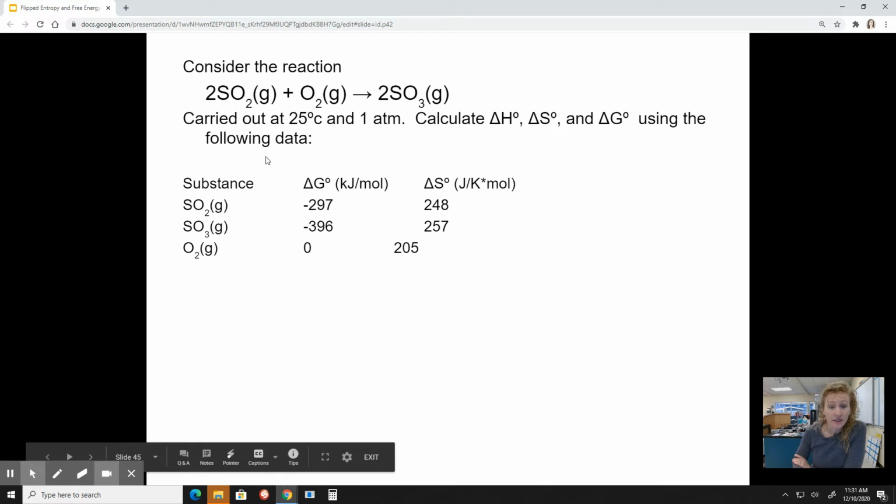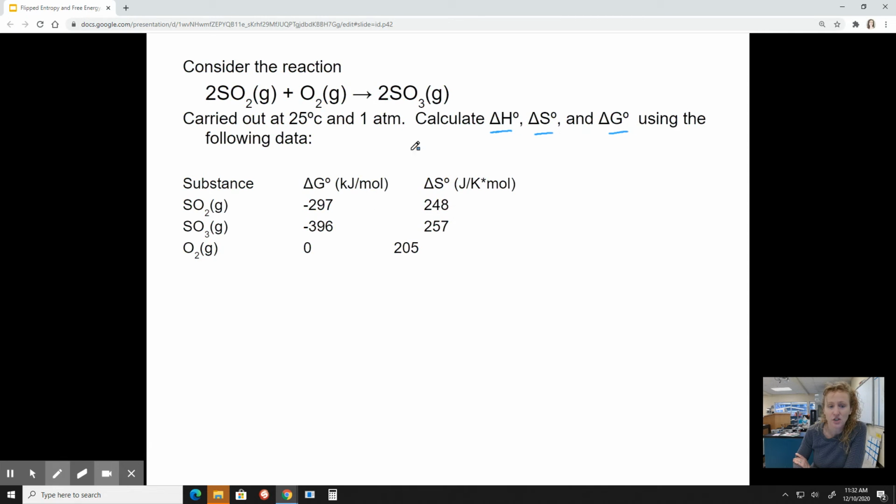Okay, here is another example, and they ask you to calculate delta H, delta S, and delta G using the following data. Now this one, you can do a couple different ways. So why don't you pause the video, try it, and then come back and match up to what we do.